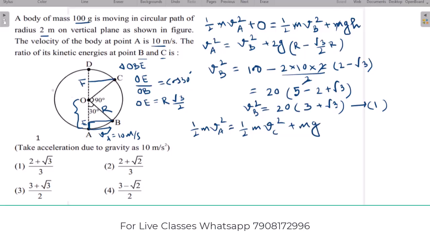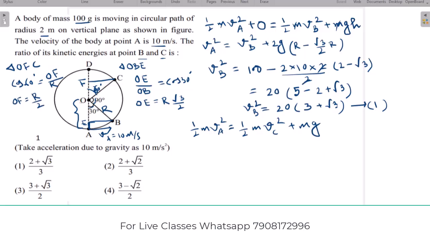So OF, so from the triangle OFC we can write, this angle is 30 degree, this angle is given 90 degree, so this is 30 degree, sorry, 60 degree, because the total angle is 180 degree. Now cos 60 degree is equal to the base, that is OF, divided by OC, the radius R. So OF is equal to R cos 60 degree. Now the value of cos 60 is half, that is OF is R by 2.